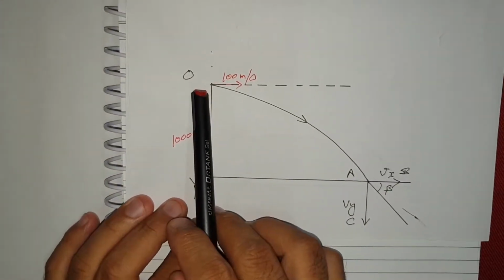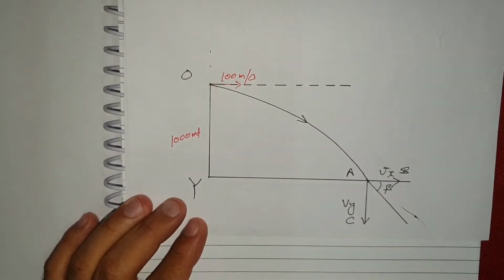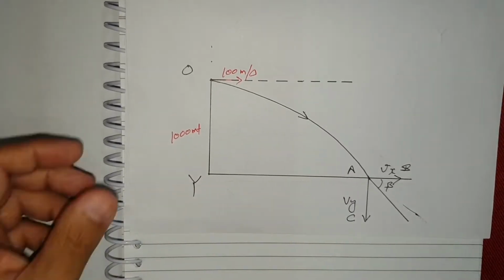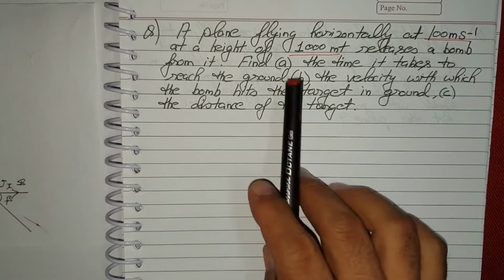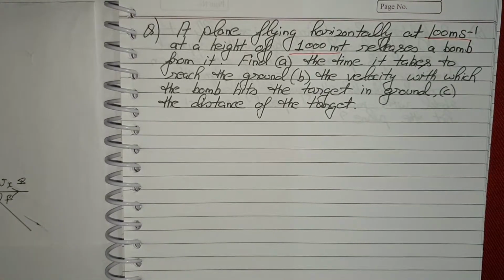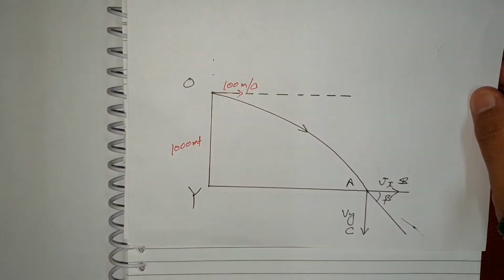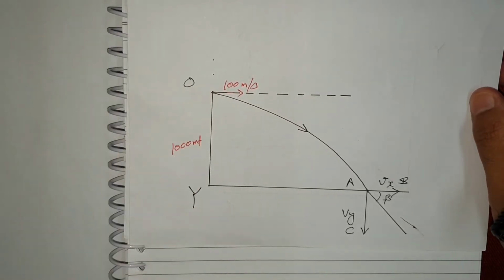This is O, which is the origin of the coordinate axis. Now we know that OX, OY and so on. Okay, now the first question is: find the time it takes to reach the ground. So basically, if we take the vertical drop, since the plane had only horizontal velocity, there is no vertical velocity.